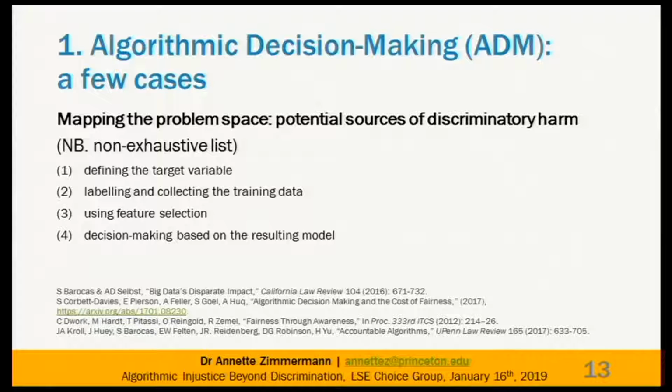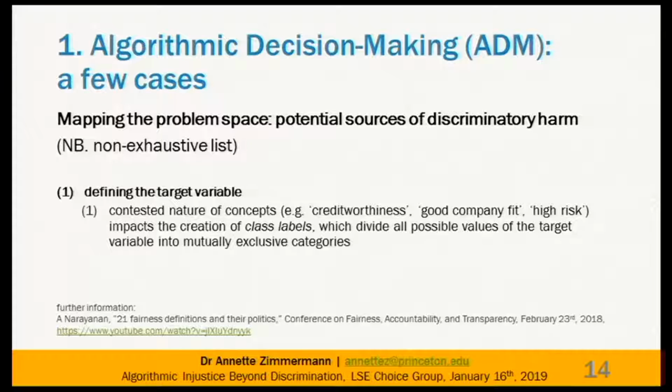So just to map the problem space, now that you've seen this flow of the algorithmic decision-making process, I think there's 4 points where, from a technical perspective, we could see disparate impact arising. So the first one is when we define the target variable. I mentioned this briefly before, so especially when we have a contested concept, that can be really tricky. The second one is when we label and collect the training data. The third one is when we select features. And then the fourth one is decision-making based on the resulting model that we came up with according to this classifier. So just to go through some of these technical problems in turn.